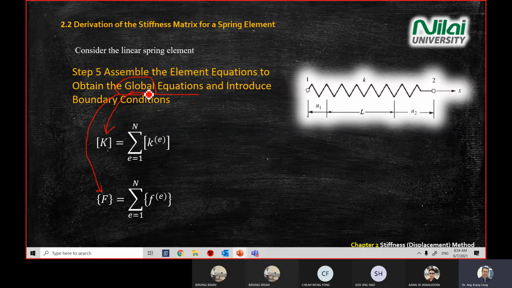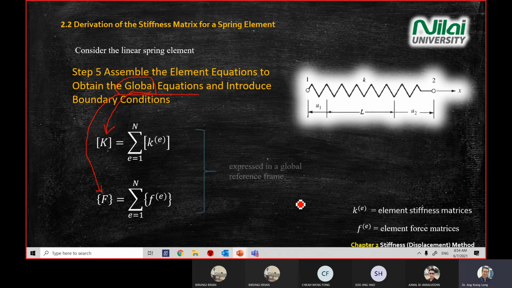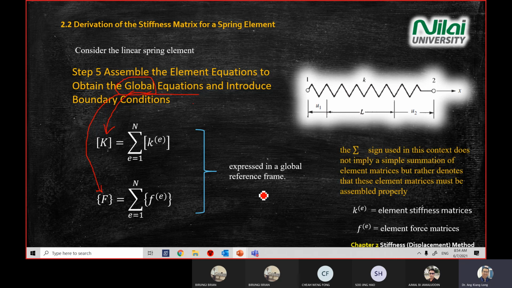Start to familiarize yourself with the technical words that we use for this module. Global, local, right? Local means element, an individual element. Global means the whole structure, the whole picture. So I just write on the screen here. Again, be careful on the shape of the entity that you write in your answer. Stiffness matrix, always square bracket. Force or displacement, always curly bracket. Be careful on the symbol.